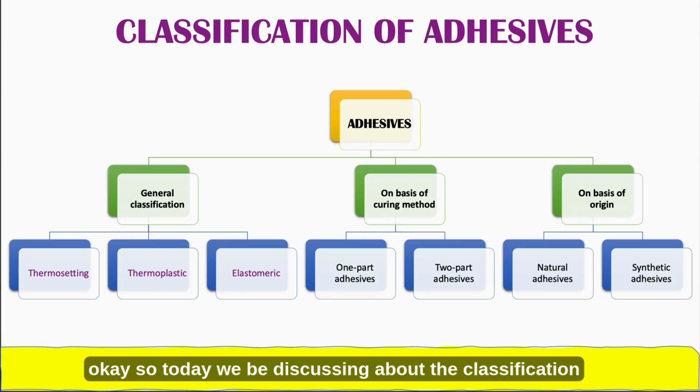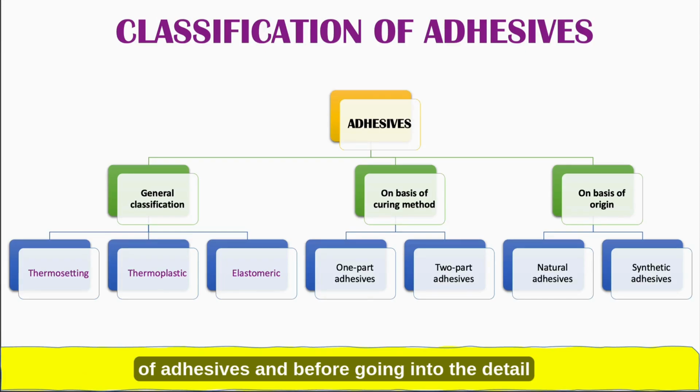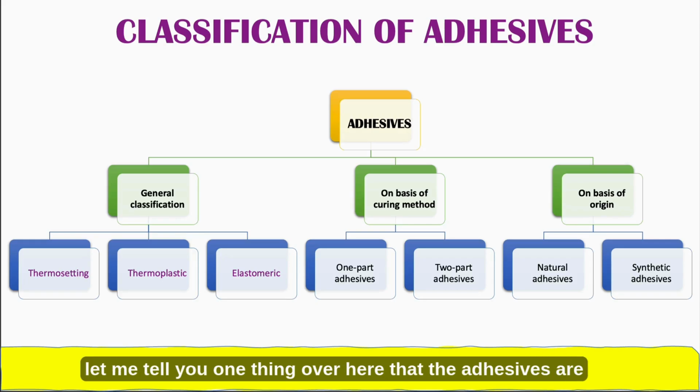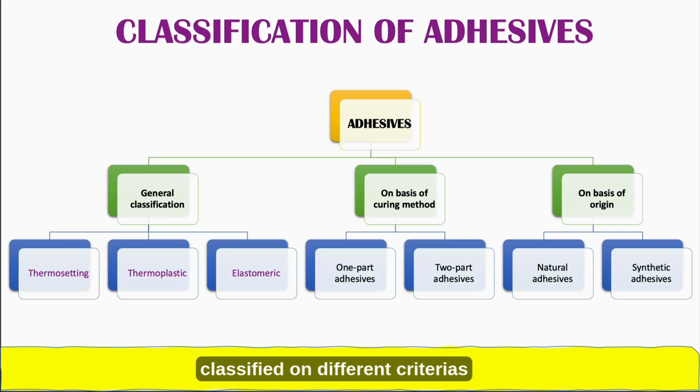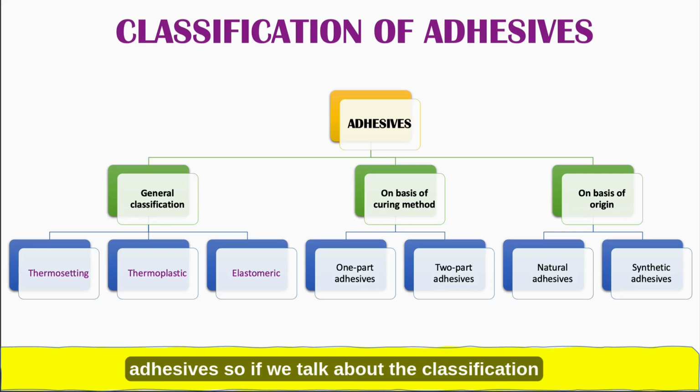Okay, so today we will be discussing the classification of adhesives. And before going into the detail, let me tell you one thing: adhesives are classified on different criteria. On the basis of curing method, what method do we opt for the curing of the adhesive, of the coating? On the basis of the origin of those adhesives, and yes, of course, on the general classification basis, or let's say the classification by structure of adhesives.